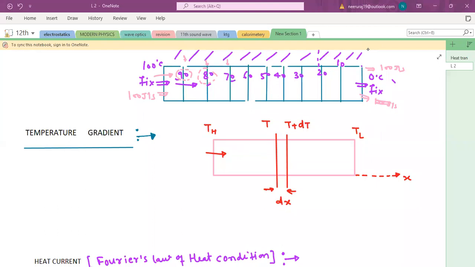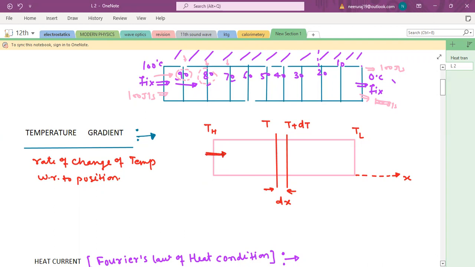Now let's see the second step: temperature gradient. What is this temperature gradient? Its definition is the rate of change of temperature with respect to position. What is the meaning of this? So this is the rod. This corner of the rod is at high temperature, and this side temperature is low. So heat is flowing in this direction.